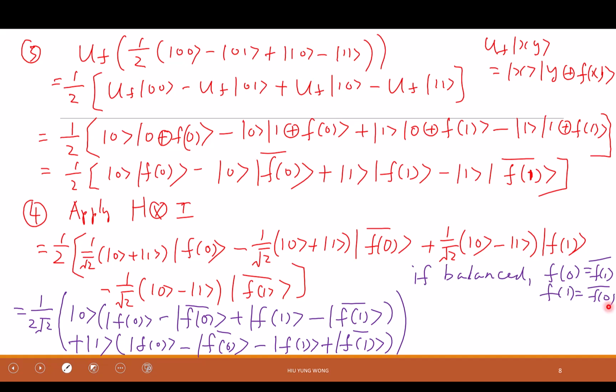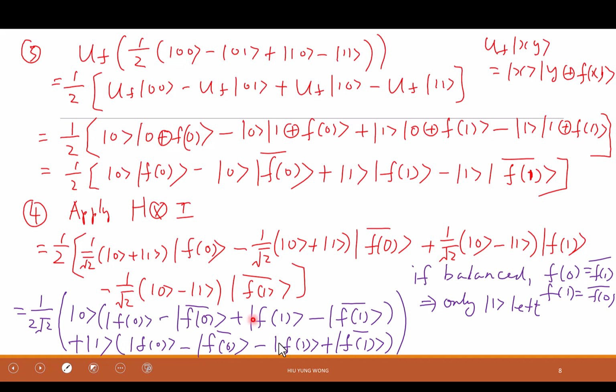Let's take a look. If that is the case, f0 equals not f1. f0 here, do you see that? Equals not f1. f1 equals not f0. This term is gone. Only one left. If I do the measurement, I will only measure one, right? Because they got cancelled. Is this okay?